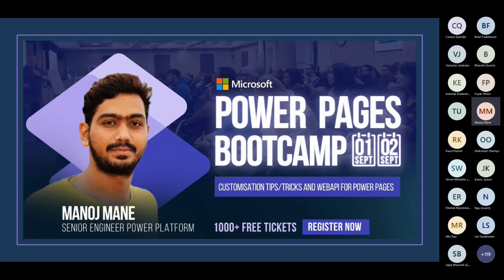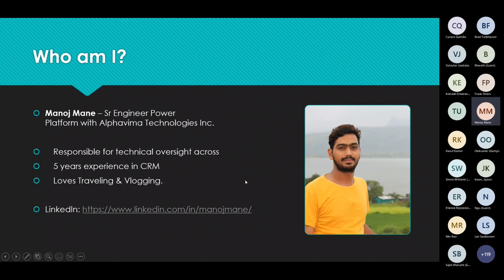Myself Manoj Mane. I am a senior engineer in Alpha Emma, and I'll share a little bit about me. Most of the time I'm working with portals only, Power Apps portal, and I'm very interested in developing things with it and experimenting with multiple things in the Power Apps portal. I have 5+ years of experience with Dynamics CRM. Apart from work, I love traveling and vlogging as well.